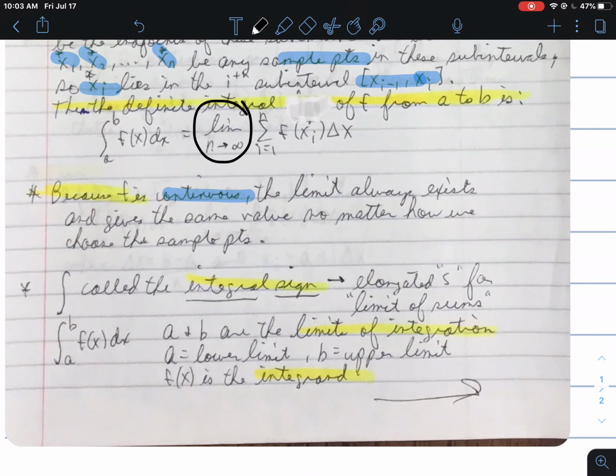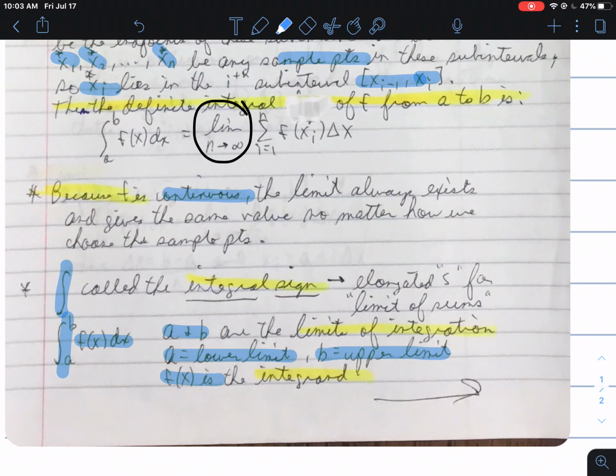All right, terminology, and again, here's the main part of this, so the terminology and the notation. This, again, is called an integral sign, right? Elongated s to represent that limit of sums. Integral from a to b of f of x dx. a and b are called limits of integration. a is called your lower limit. It's the left endpoint of your interval. b is your upper limit, the right endpoint of your interval.